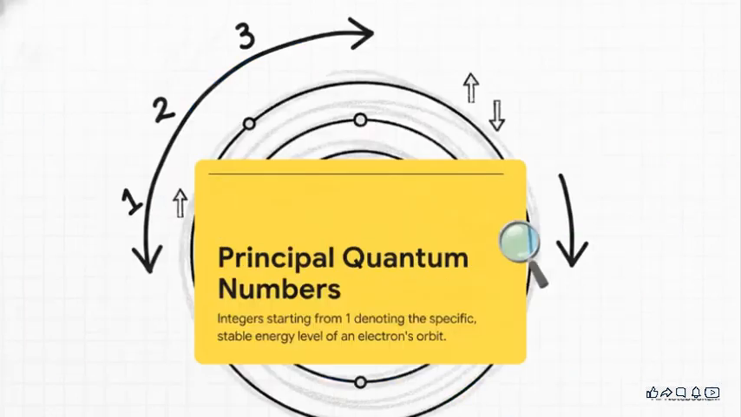Problem solved. To keep these orbits organized, Bohr assigns them principal quantum numbers, or n. These are simply integers starting at 1 and moving outward. An electron can only live on one of these specific, stable levels, never floating in the space between them. And to jump from one to another, it has to absorb or release an exact specific packet of energy.